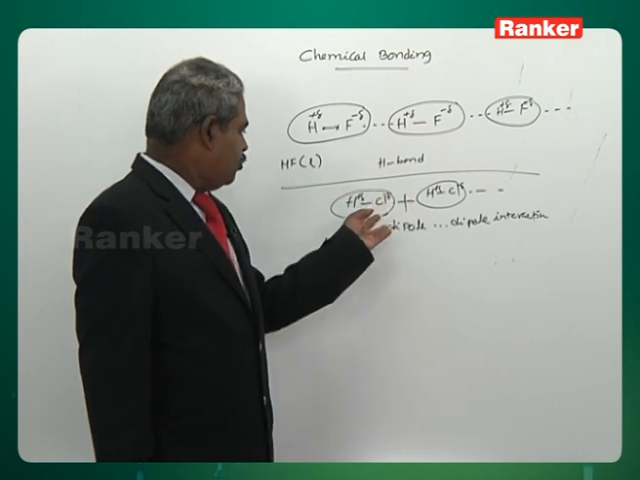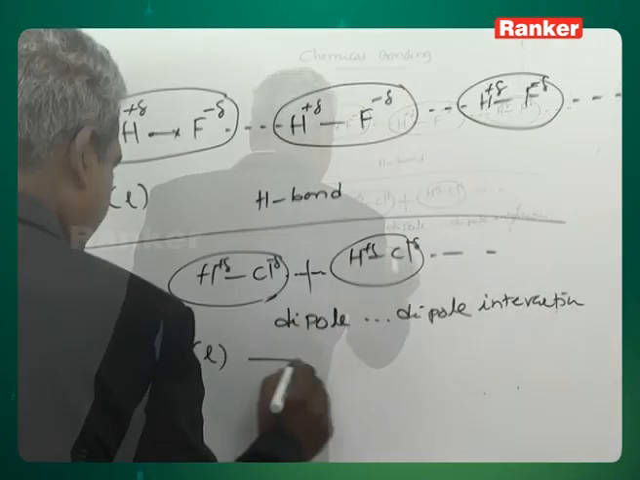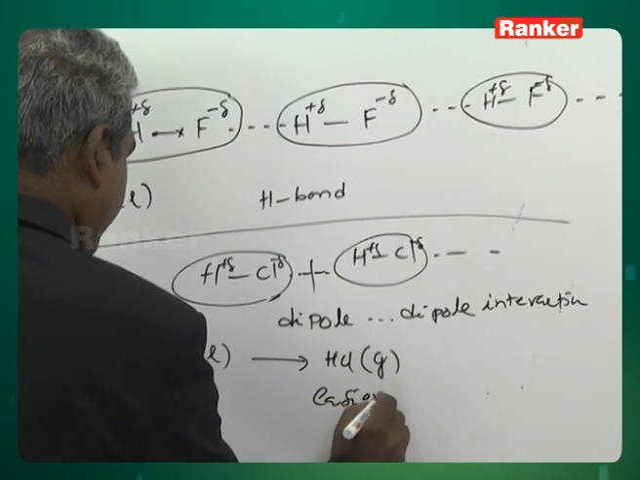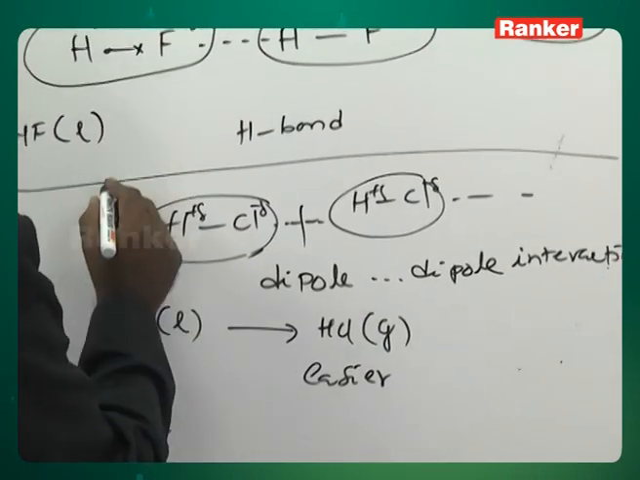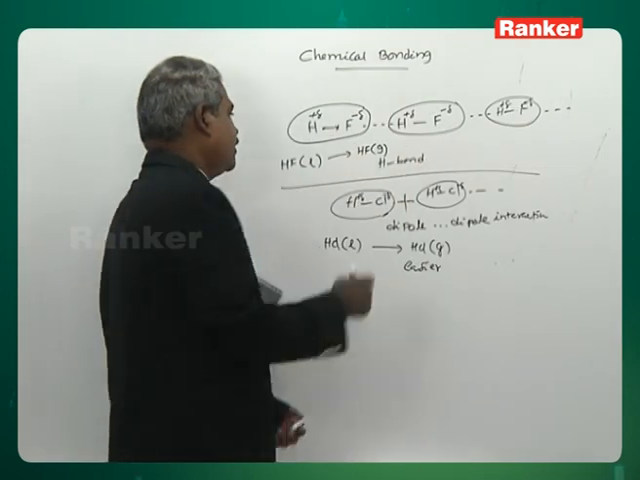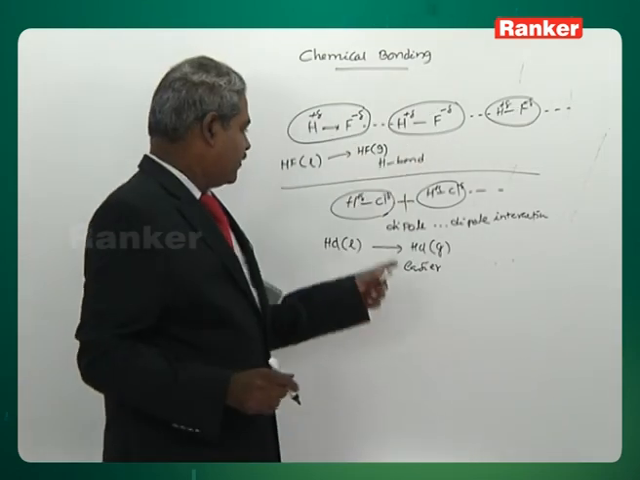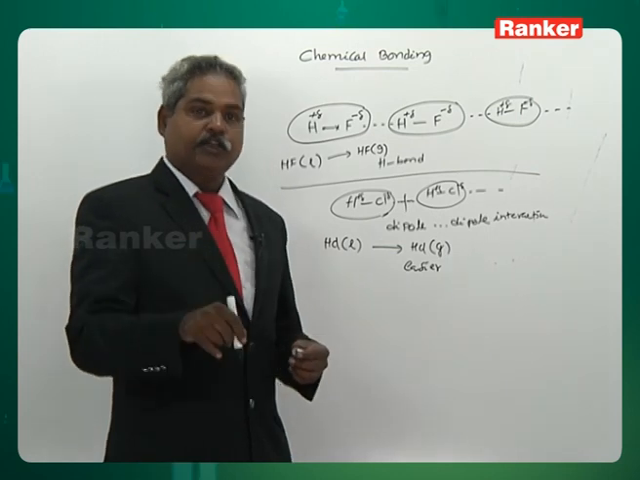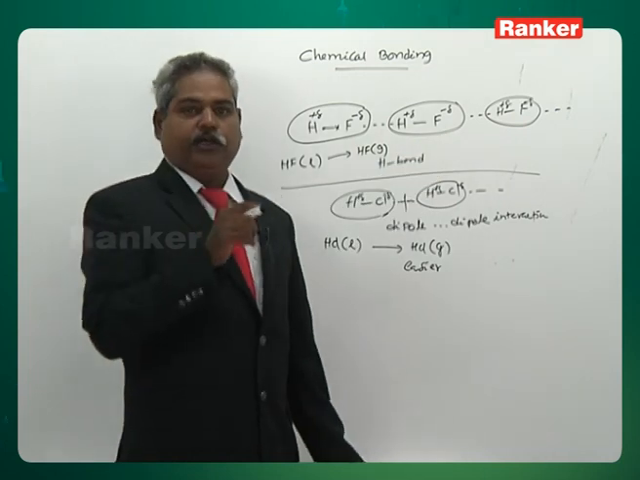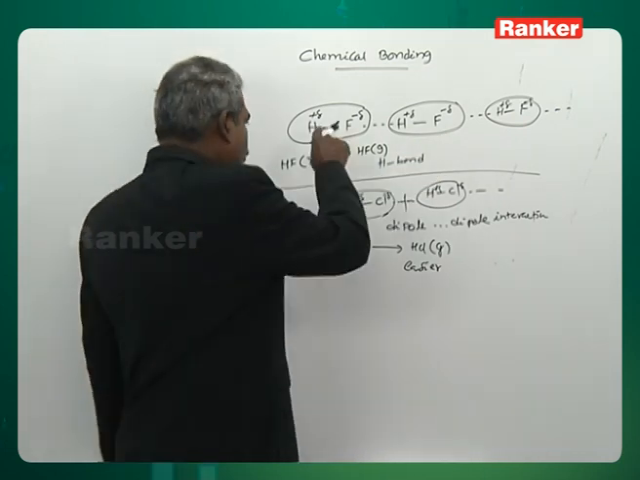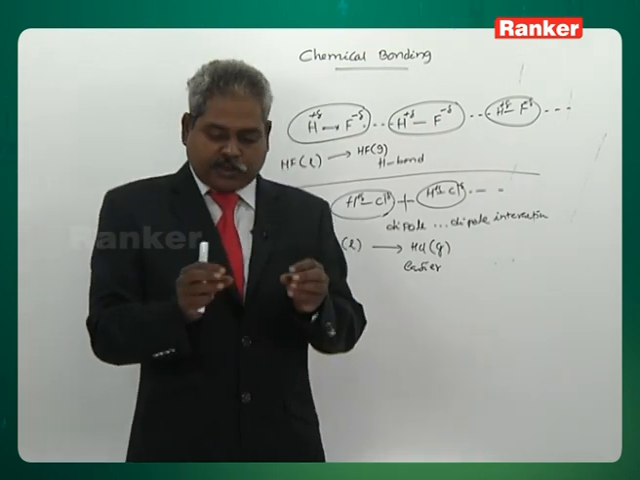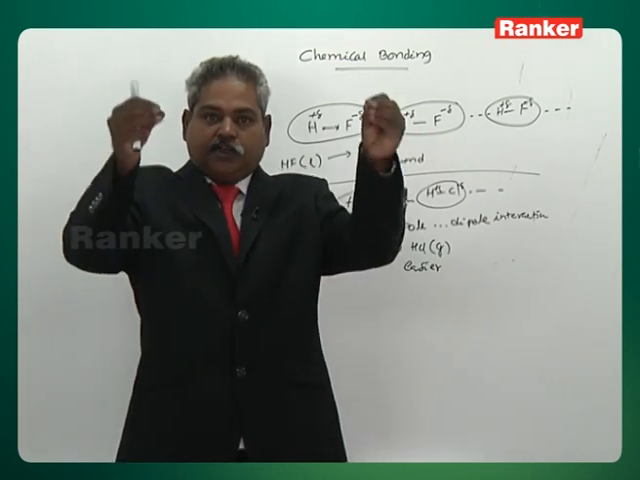Therefore, HCl goes to vapor state easily. HCl liquid to HCl gas, it is easier when compared to HF. HF liquid to HF gas, it is relatively difficult. Therefore, the boiling point of hydrogen fluoride is more than that of HCl. So, boiling points depend on intermolecular forces, whatever is there between two molecules. Don't look at whatever is between two atoms, because while boiling, you are just separating the molecules and taking them to a different state.